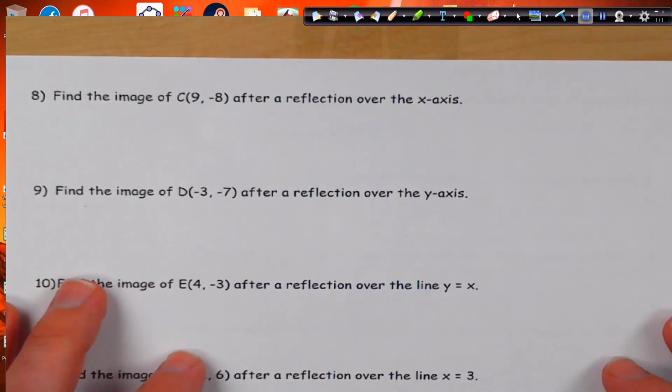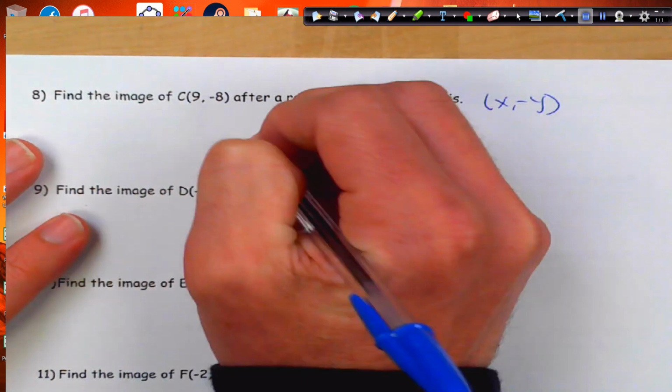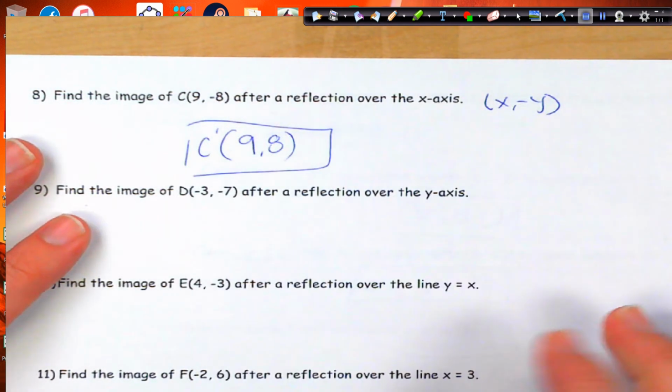Find the image after reflection over the x-axis. So that rule is x comma negative y. So the x stays the same, and the y changes sign to become positive, and that's C prime.